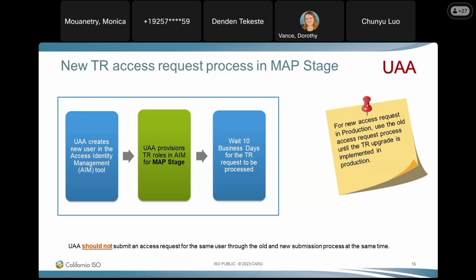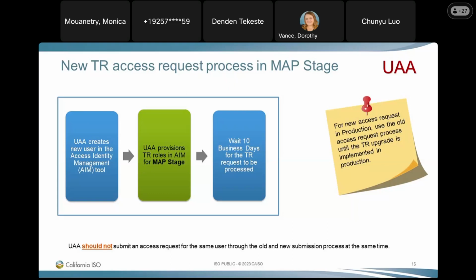So another thing I do want to emphasize is that since we have an old and new process on how to provision access for the TR application, I want to make sure that the UAAs know that if they're going to pick a method, make sure they stick to one method.